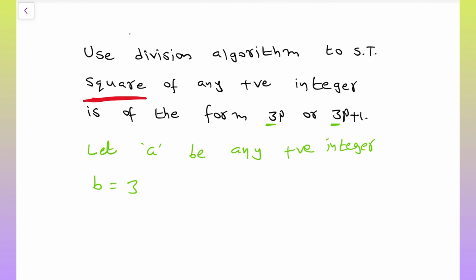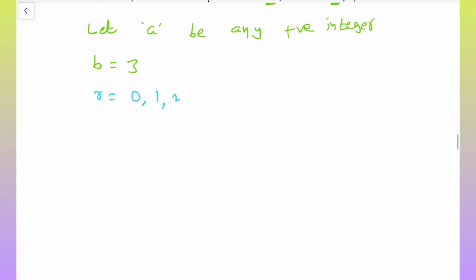Then if the b value is 3, what are the possible remainders? The possible remainders always start from 0 and are less than the divisor. Here the divisor is 3, so less than 3: 1, 2. So the possible remainders are 0, 1 and 2. Now let us write this in the form a equals bq plus r. So a is equal to, b value is 3, q plus the first remainder, 0.